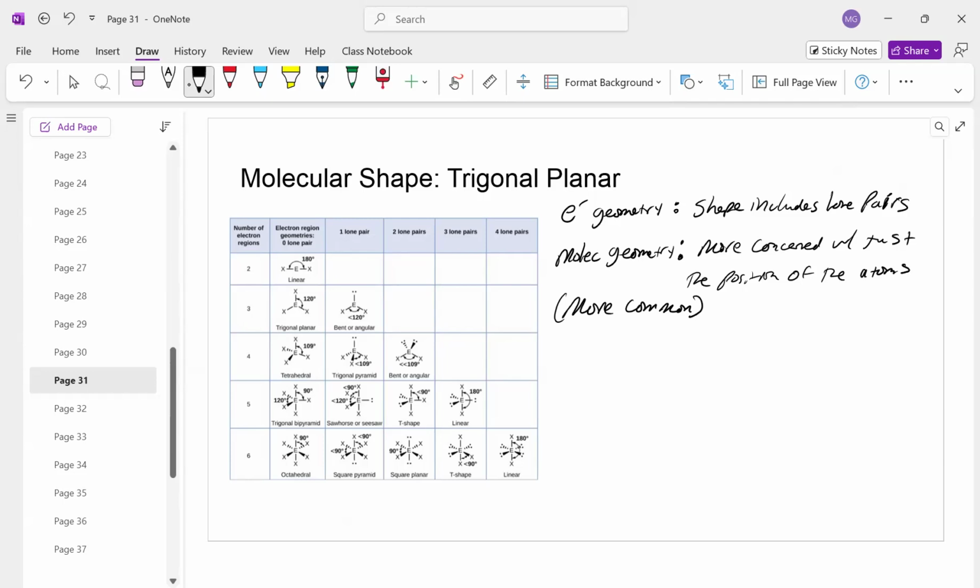So the first one in this category is we have three regions of density with no lone pairs. So here's a nice generic example. Some atom surrounded by three regions of density. Now the bond angle for this is 120 degrees. Make sure you know this.